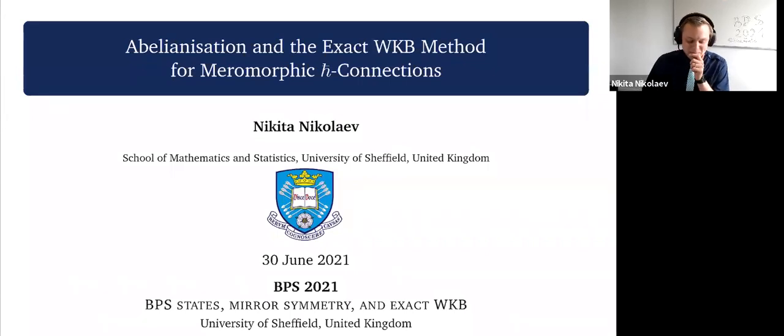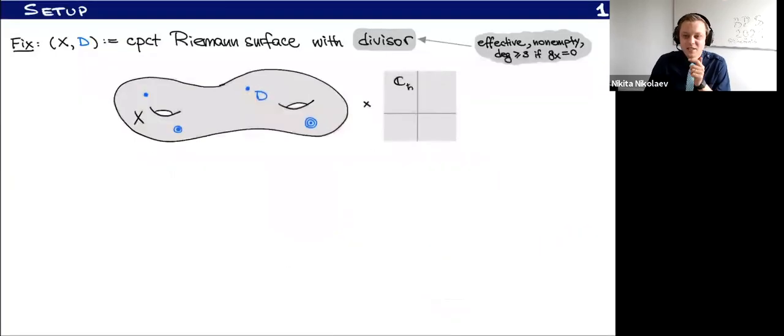So let me just jump right into it. I'll fix throughout the whole talk a compact Riemann surface with a divisor. A divisor could have high multiplicity, and it has to be non-empty. And if I'm on P1, it should be degree at least 3, etc. And so I'll be studying meromorphic h-bar connections on this Riemann surface X, which is to say that these are h-bar families of meromorphic connections.